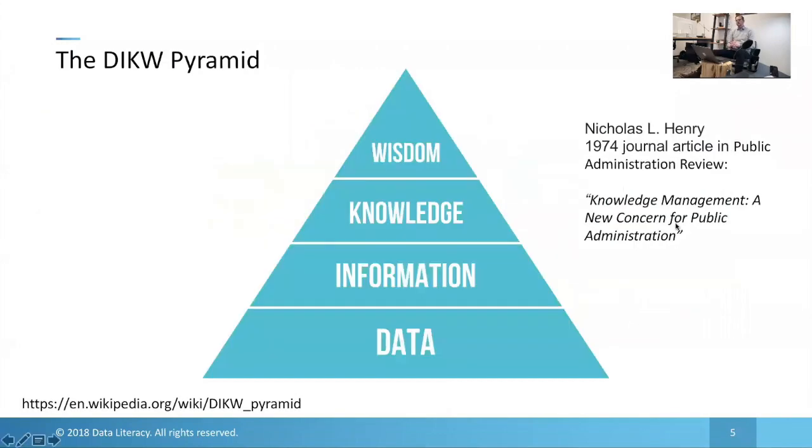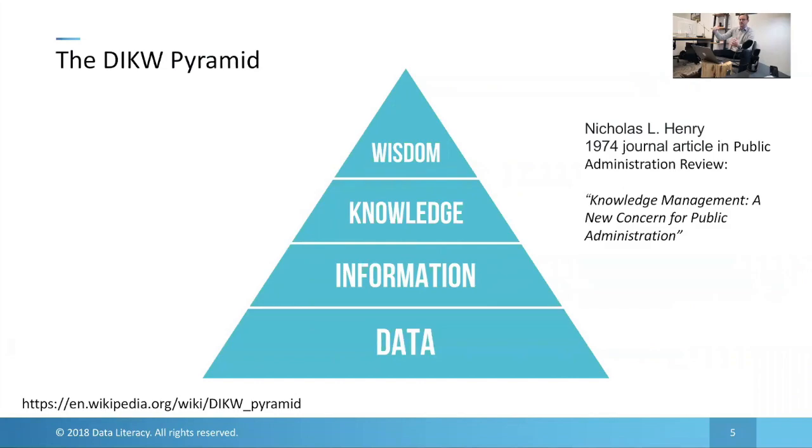Let's keep walking along here. So this is the DIKW Pyramid. This is one that many of you are familiar with. I think that technically the usage of this goes back farther than 1974. But the first trace of it, at least in this exact form, was from a 1974 journal article in the Public Administration Review by an educator named Nicholas L. Henry. And his article is called Knowledge Management, a New Concern for Public Administration.